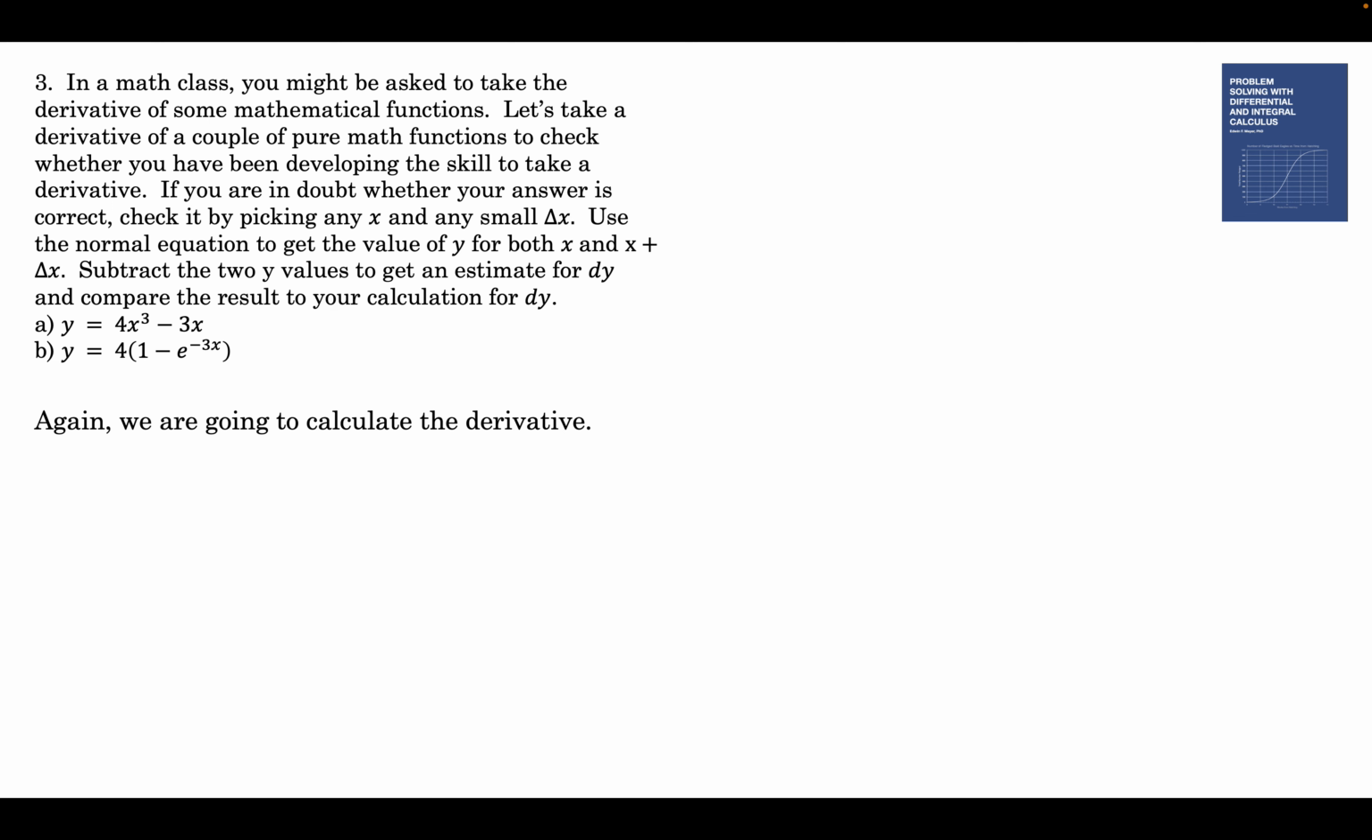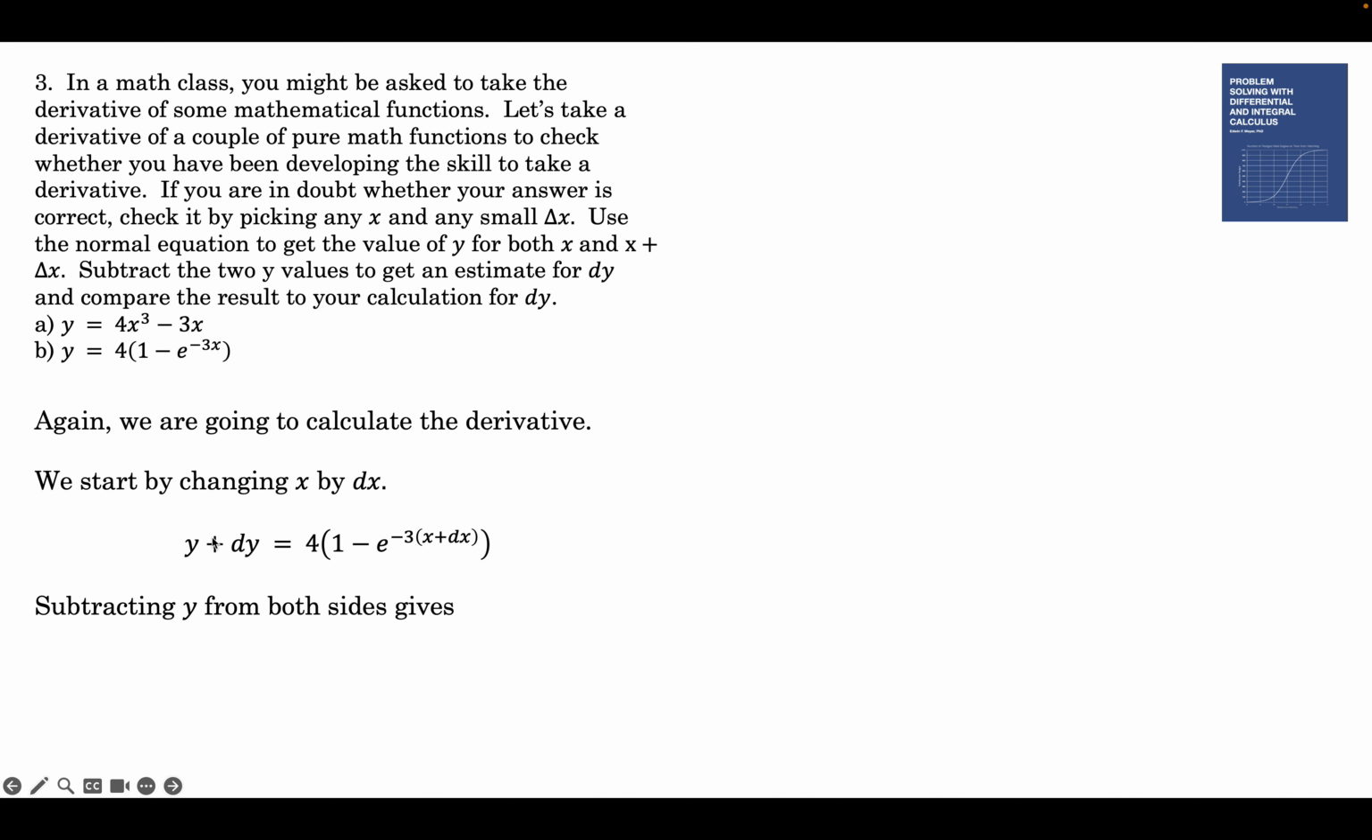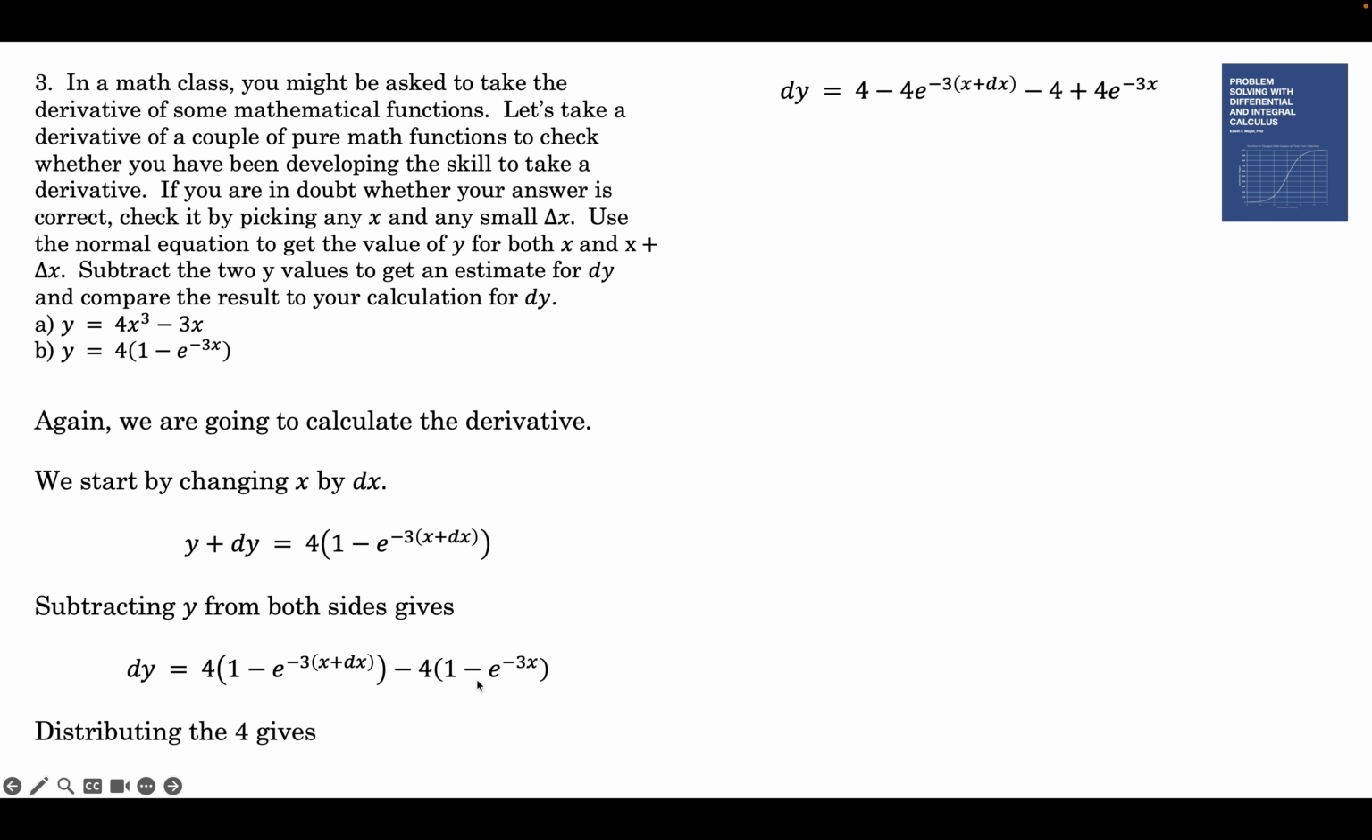Again, we're not going to use any rules to calculate the derivative. We're just going to change x by dx and see what happens. So y plus dy is 4 times, we just stick in x plus dx up here. Now we're going to subtract y from both sides, and y is just 4 times the quantity 1 minus e to the minus 3x. That gets rid of the y on the left-hand side. Let's distribute the 4's in there. Now we have a 4 minus 4, that's 0, that's easy, and we get rid of that.